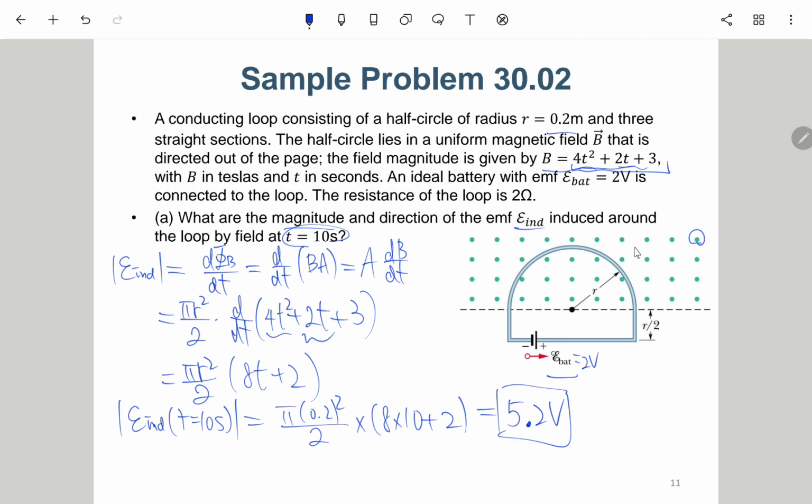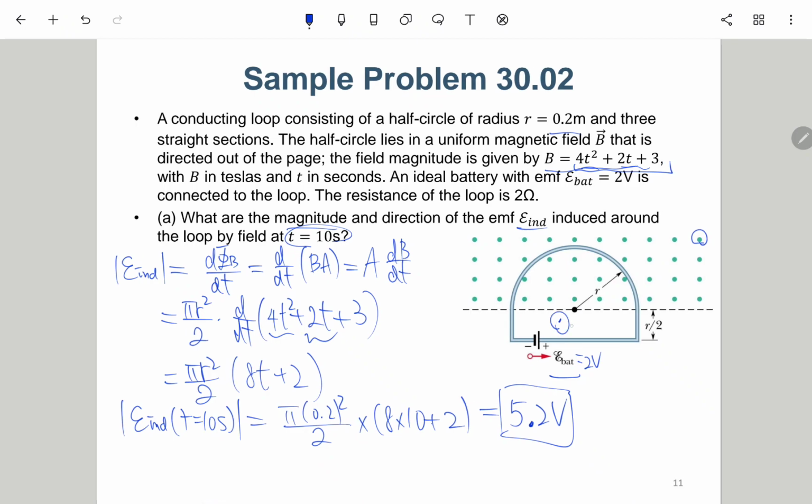Which means that B is pointing out of the page and also increasing. So B induced should be pointing into the page. Here we can use the right-hand rule to determine the direction of the induced current or the direction of the EMF.